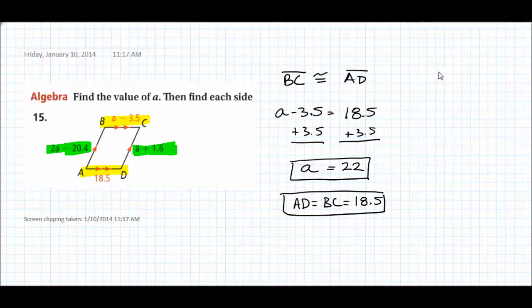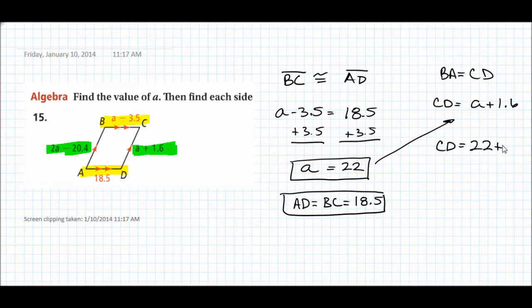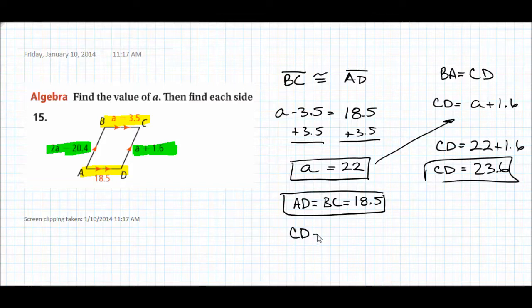And now, up top, we can say BA is equal to CD. CD has an equation of a plus 1.6. Well, we have the a value, we'll just plug it in. So CD equals 22 plus 1.6. So CD must equal 23.6. So I can say CD is equal to BA, which is equal to 23.6.